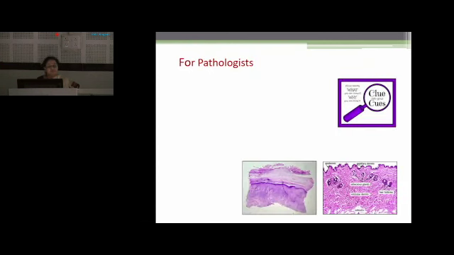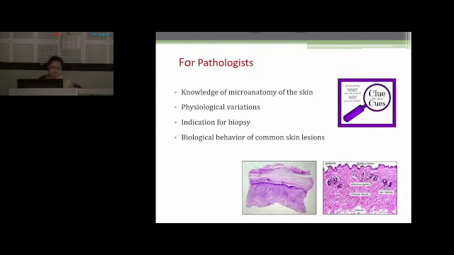There are certain things which need to be followed by the pathologist also. A pathologist is supposed to have knowledge of the microanatomy of the skin, including its physiological variations and functional significance. Otherwise, skin on the palms and soles would be labeled as hyperkeratotic. He is supposed to know for what the biopsy is taken and what will be the consequences if what report is given. He should be aware of the biological behavior of common inflammatory dermatoses and frequently used terminologies in clinical practice, in dermatology practice mainly.